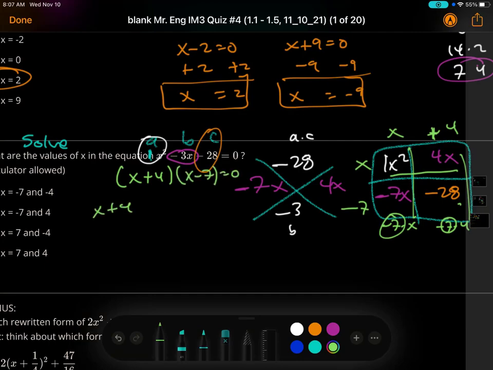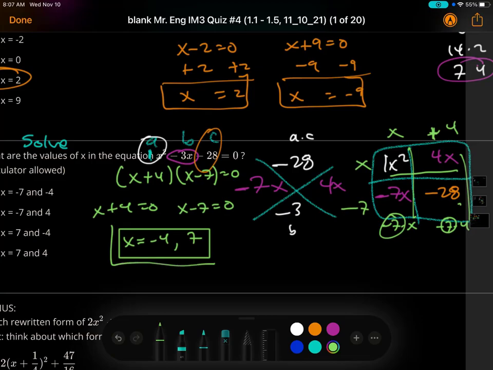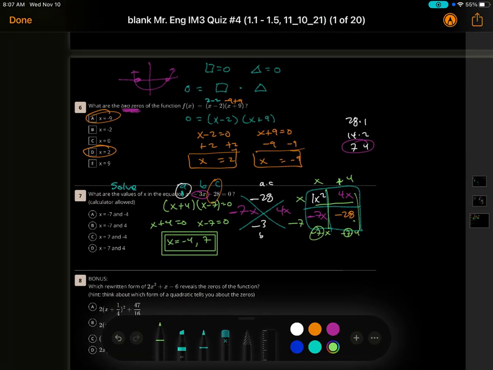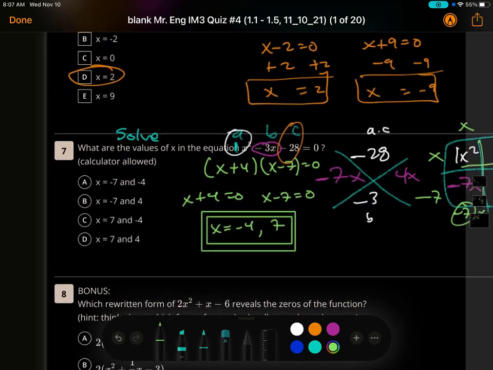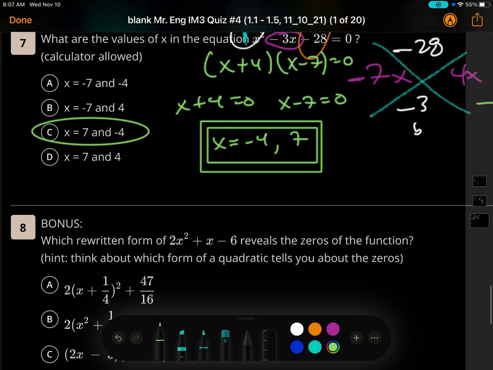And then do the same thing we did above, set them both equal to 0. Subtract, and you'll get x equals -4, and 7 is your answer. Double box. There's no difference, I just decided to do that. -4 and 7. So our answer is C.